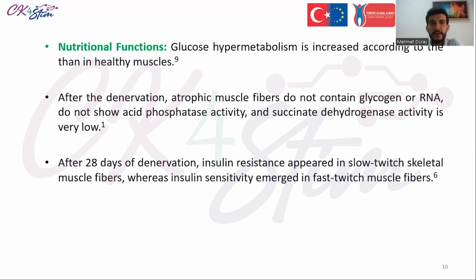The second cellular change is related to nutritional functions. Glucose metabolism increases after denervation, and atrophic muscle fibers appear in this process. New atrophic muscle fibers don't contain glycogen or RNA, don't show acid phosphatase activity, and succinate dehydrogenase activity is very, very low.